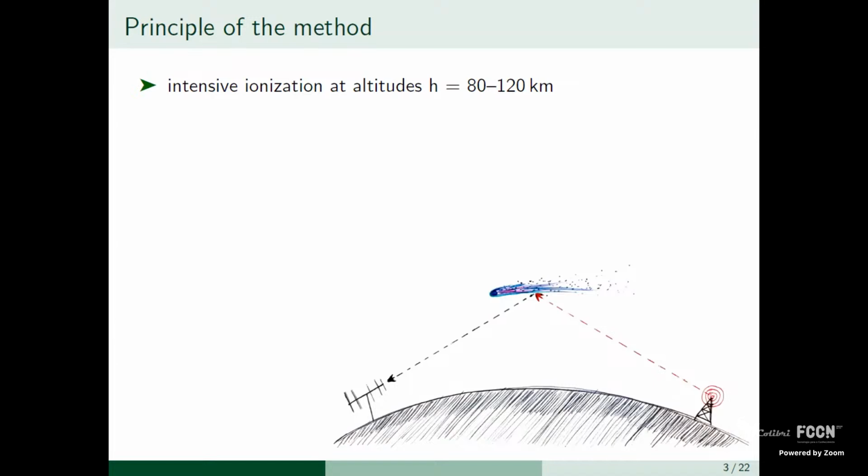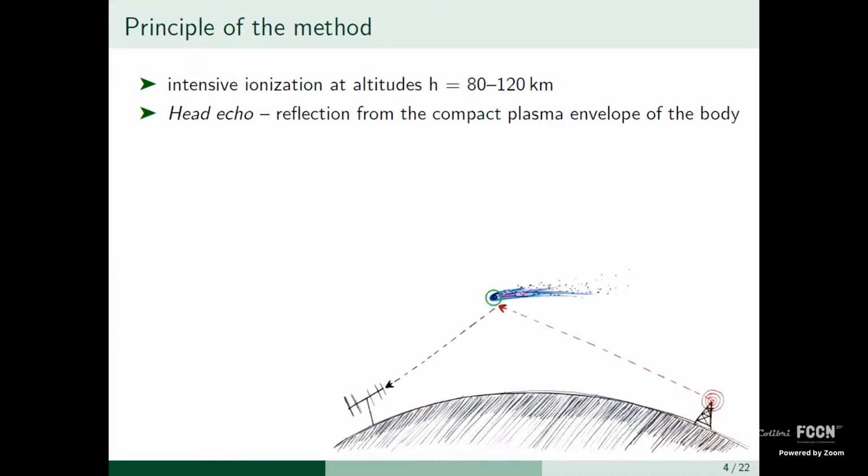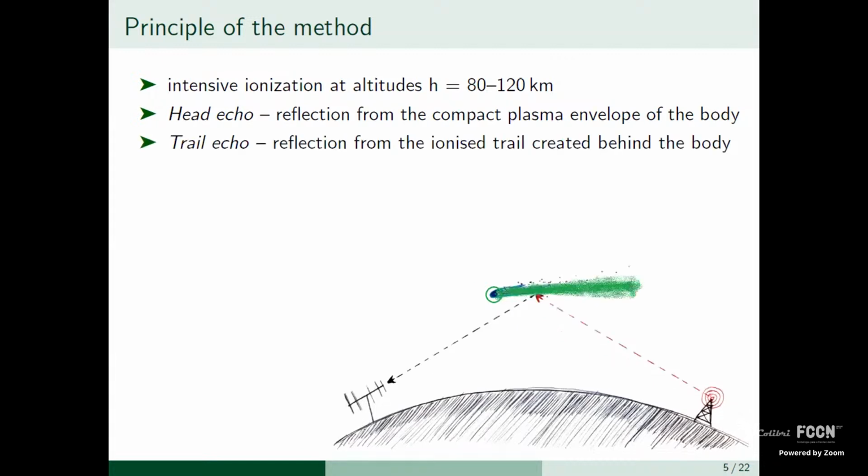This ionization is happening in two main regions. The first one is around the body of the meteor. Reflections of radio waves that can occur from this region, we call head echoes. Since they are happening on a moving body, you can observe a Doppler shift in your spectrum when you receive the signal. It's pretty cool.